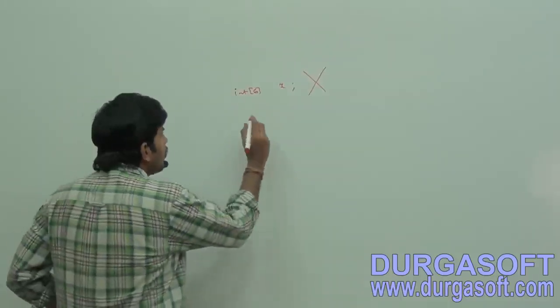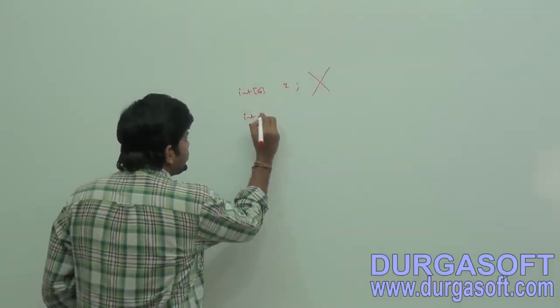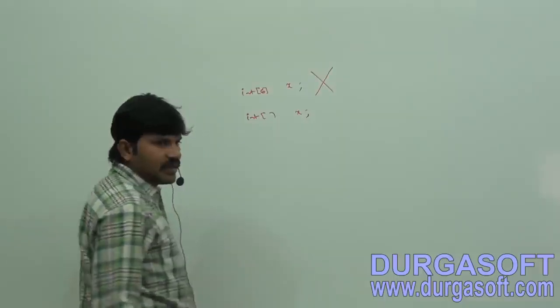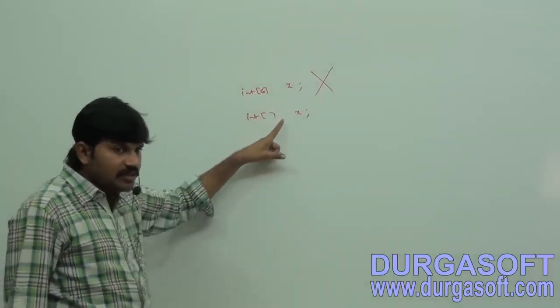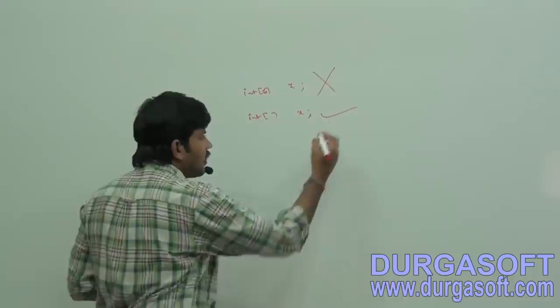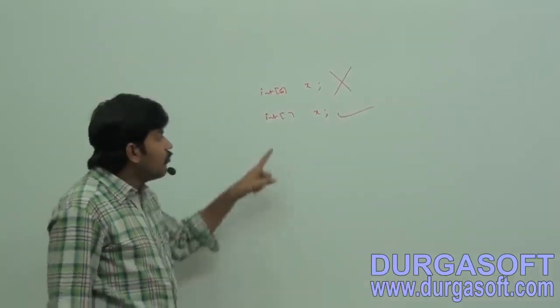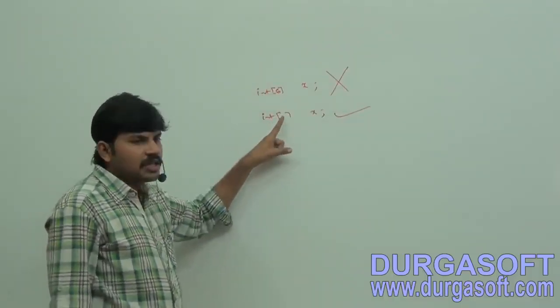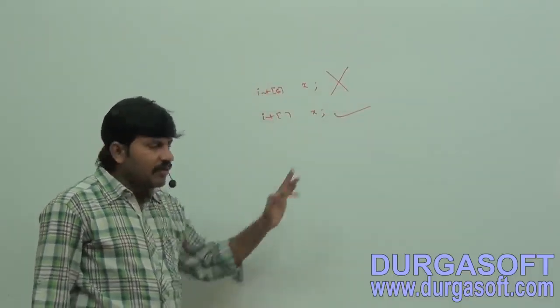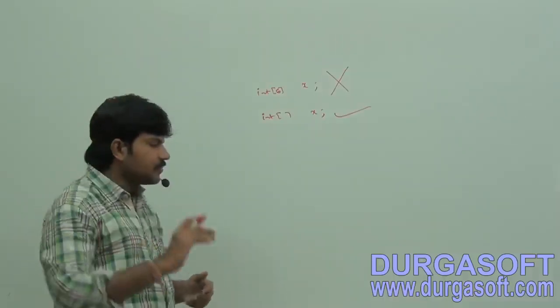So int[6] x is invalid, and int[] x, can you tell whether it is valid or not? Perfectly valid, because at the time of declaration we can't specify the size. Here we specified the size, that's why it is invalid. Here we are not specifying the size, that's why it is valid. I hope it is clear at this point.